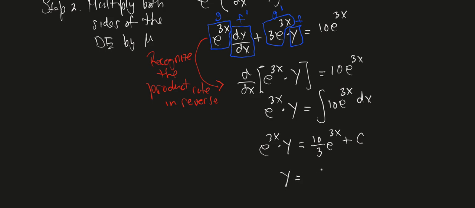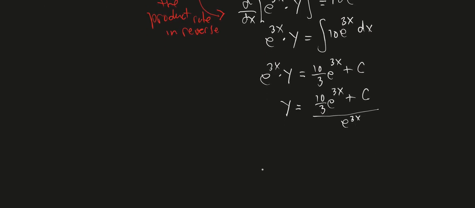So y is equal to (10/3 e to the 3x plus c) all over e to the 3x. And then just doing a little bit of algebra, I can write this as, in fact, let me show the steps here. Since there are two terms in the numerator, I have to divide both of those terms by e to the 3x. So it looks like this, and then like this. So now I can reduce this fraction.